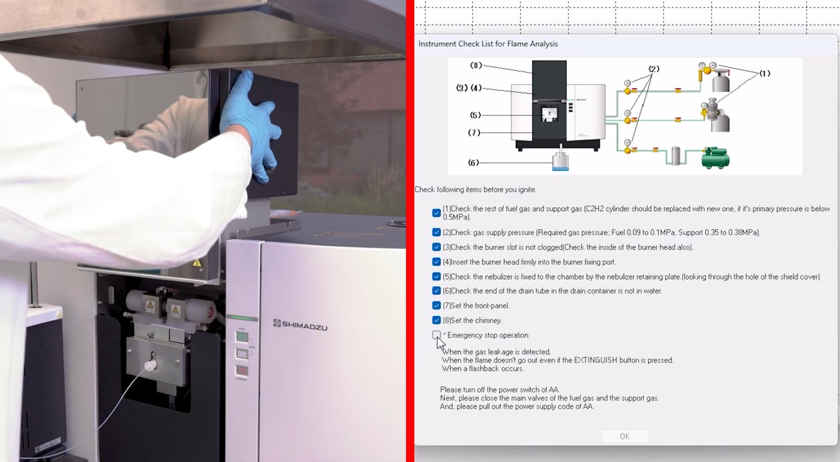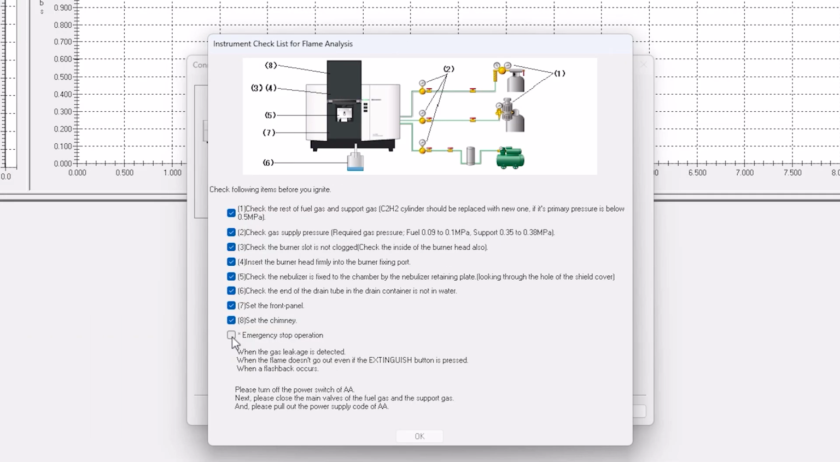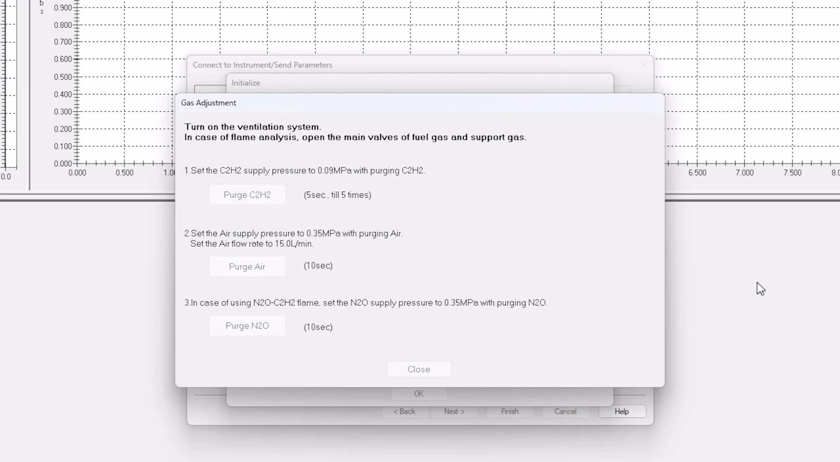Be aware that if any of the listed emergencies occur, please turn off the power switch on the AA, close the gas valves connected to the instrument, and then pull out its power supply. Purge the acetylene gas and the air a few times to prime the gas lines and ensure the gases are properly flowing to the instrument. Note that in this analysis, we are not using nitrous oxide, so you can simply ignore it.